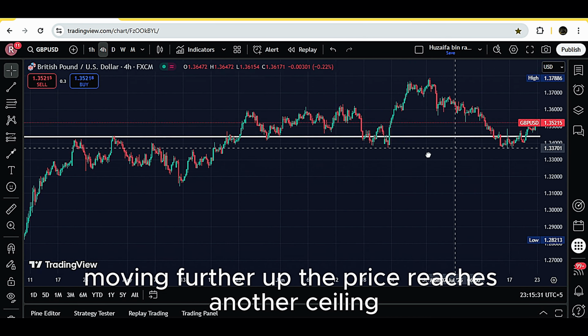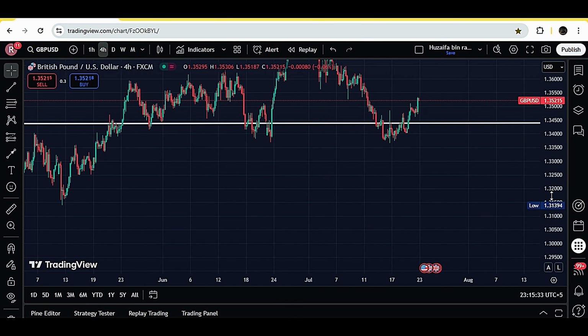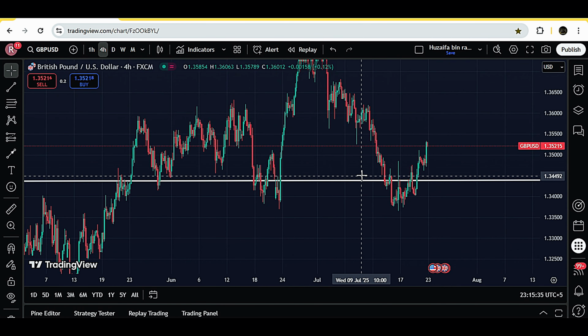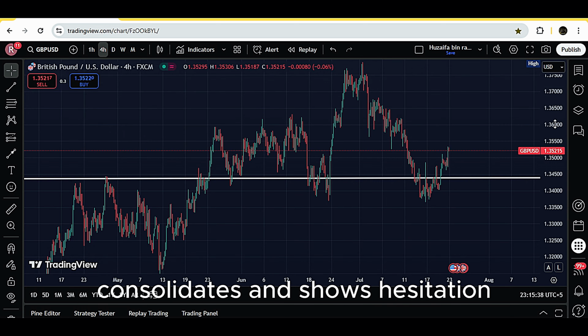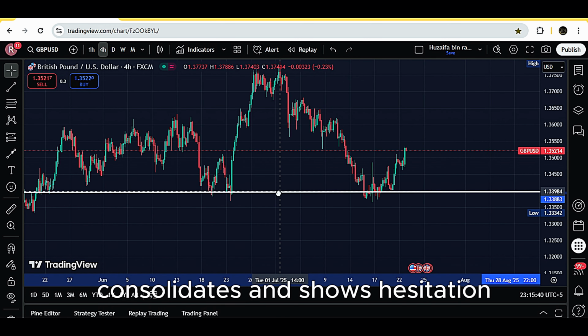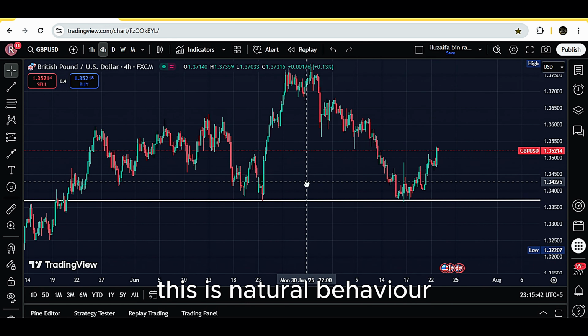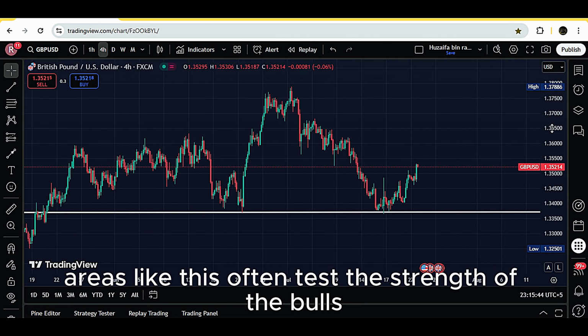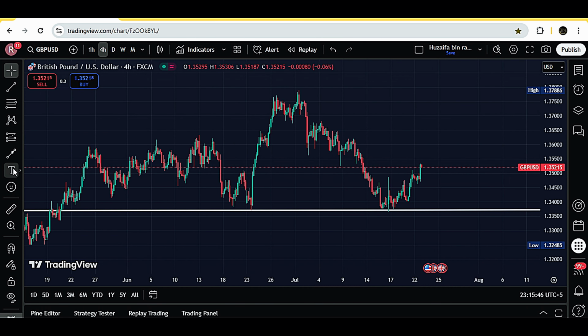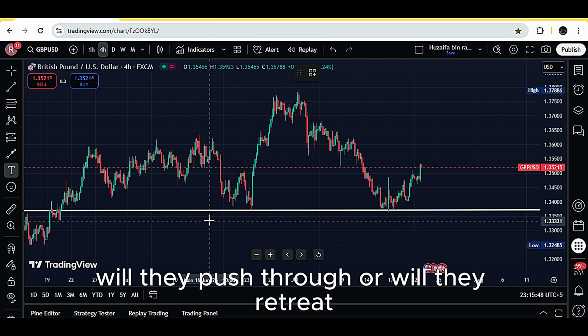Moving further up, the price reaches another ceiling, another minor resistance zone. The market again slows down, consolidates, and shows hesitation. This is natural behavior. Resistance areas like this often test the strength of the bulls. Will they push through or will they retreat?